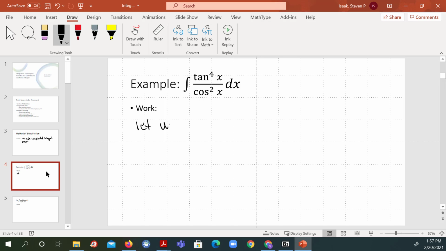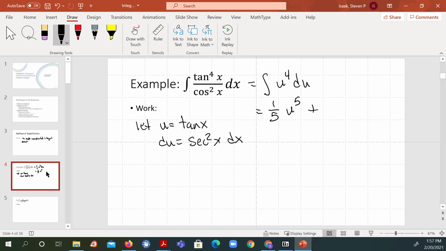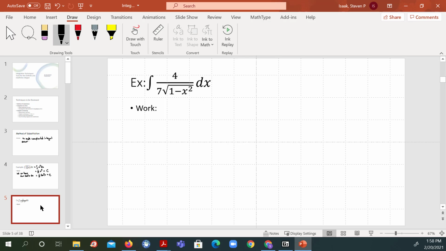I'm going to let u be the tangent of x. Why? Because we know that the derivative of tangent x is secant squared x. So du, now remember, 1 over cosine squared is secant squared. So this is u to the 4th du. 1/5 u to the 5th. Don't forget your constant. But what was u? U was the tangent of x. Now, I would suggest you pause the video and work these examples.